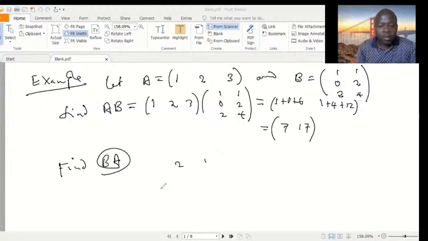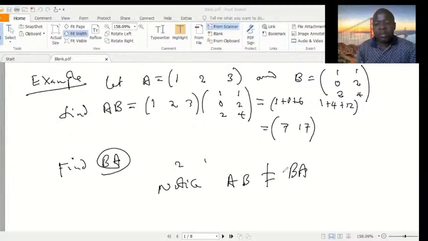So you notice therefore that for matrices, AB is not necessarily equal to BA. Because, for instance, in this case, we found AB to be this, but BA does not exist. You cannot find it. So they cannot be equal. For matrices, it's not always true that AB will be equal to BA.